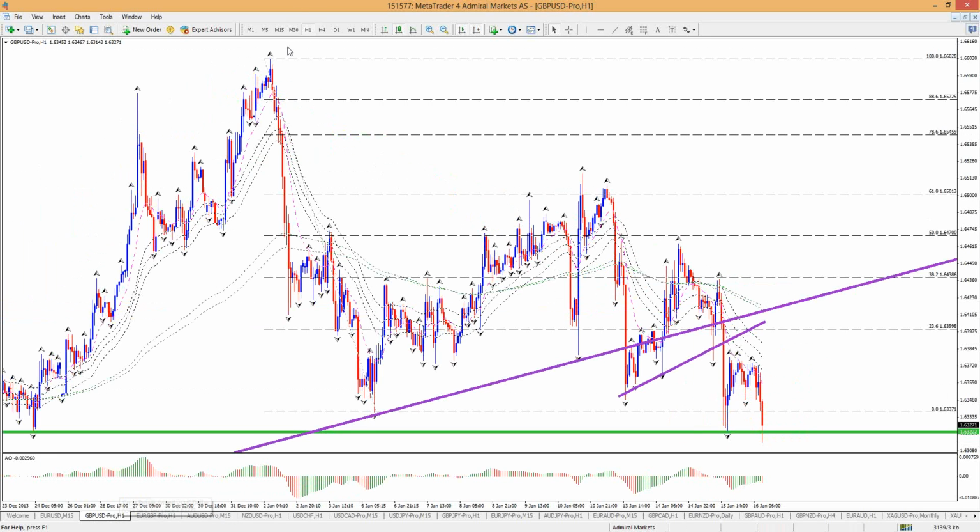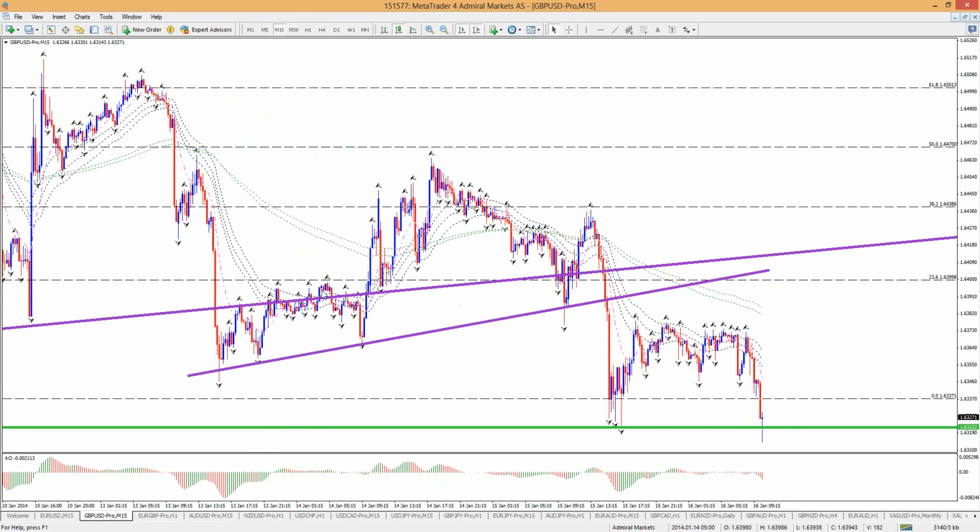Pound dollar downside looks interesting for me today when we get a bit of a retracement maybe for continuation. Let's see. The break was kind of small so far, but I do think that we can see follow through.